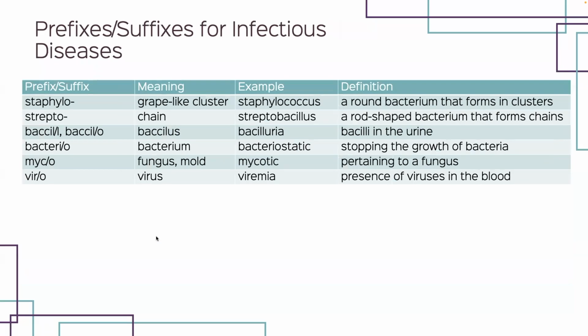And then we've got our prefixes and suffixes. So some of these can be either or for infectious diseases. Staphylo is going to be your grape-like cluster. So a staphylococcus is going to be a round bacterium that forms in clusters. So it basically is what that bacteria or that infection looks like underneath a microscope. Myco is going to be fungus or mold, and mycotic is going to be pertaining to a fungus.